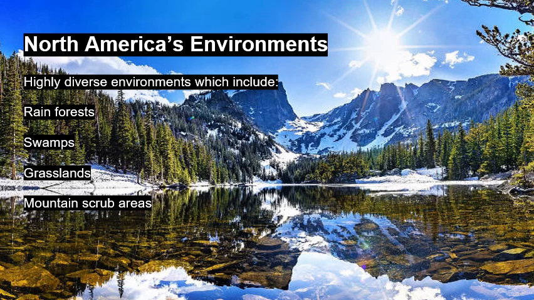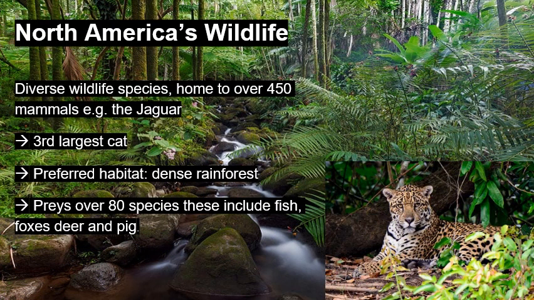The region of North America is highly diverse with its environments. These include rainforests, swamps, grasslands, mountains, and shrub areas. North America also has a wide range of wildlife, over 450 mammals, in particular the jaguar. It is the third largest cat in the world.